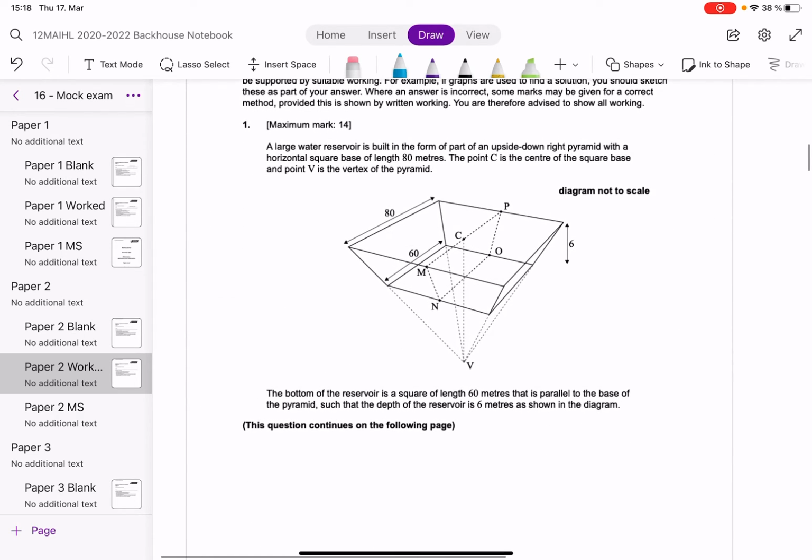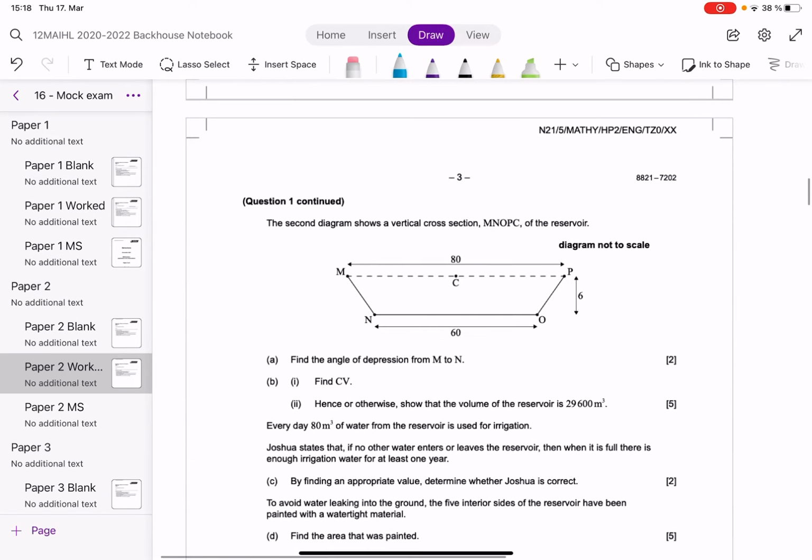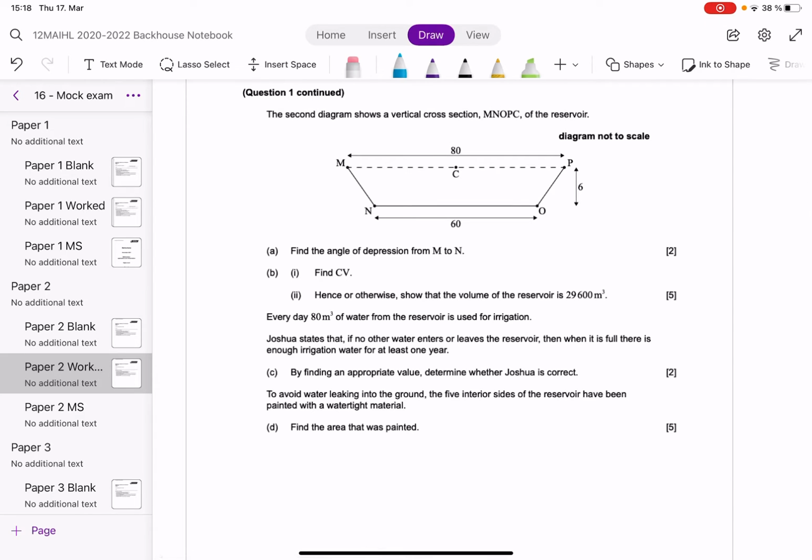So question 1, I don't think we need to do all of question 1. Lots of people were happy with the angle of depression and finding CV. Some people did it quite nicely using similar triangles or ratio. Others did it with trigonometry. And then you use the formula guide for the volume of a pyramid for B part 2. And people were pretty confident with part C, which is also nice. Part D was the one that I said didn't go so well.